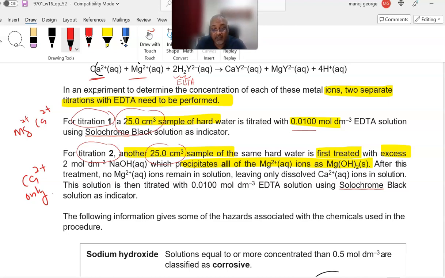Now, if you look at the difference between the two titrations, in the second titration, the examiner says it is done after adding sodium hydroxide into the sample of hard water, which removes all the magnesium ions as a precipitate. This means that in your second titration, what's left in the hard water after the magnesium ions have been kicked out is only the calcium ion. So only calcium ion and EDTA are interacting in the second titration. However, in the first titration, nothing of that was done. The sample of hard water was taken, and don't forget, hard water contains calcium ion and magnesium ion, and both were interacting with the EDTA solution. So that's the difference between the first titration and the second titration. In the second titration, the magnesium ions were removed, so only the calcium ion is interacting with the EDTA.